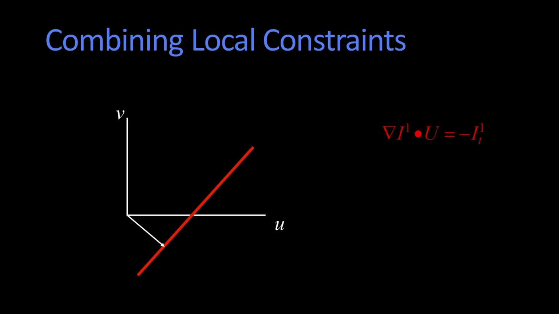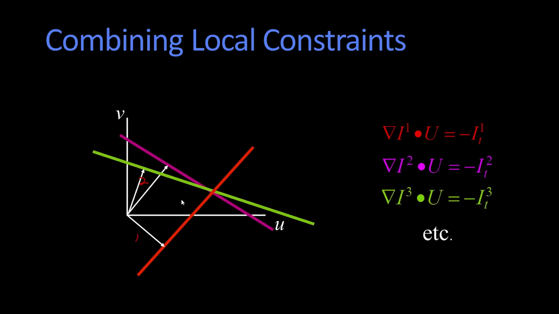Thinking about UV space, if we have a particular gradient, that gives us a line. That's what this red one shows us. But suppose we have another gradient, but in the same little window. Well, that gradient would give us a different line. So this is gradient 1, this is gradient 2, within the same window, and then here's gradient 3, and it gives us a different line.